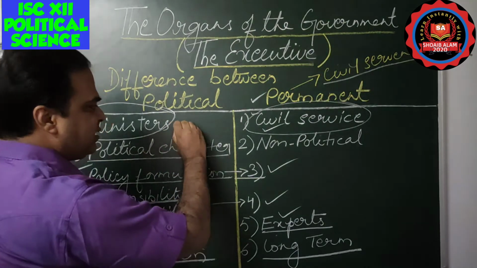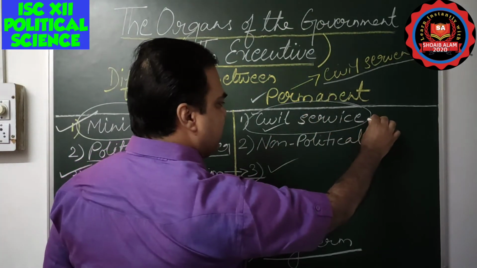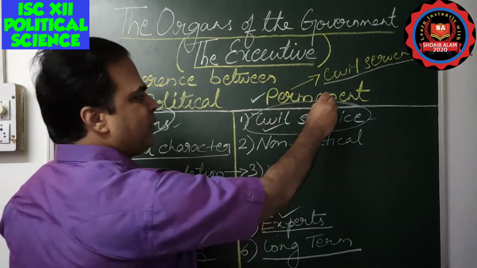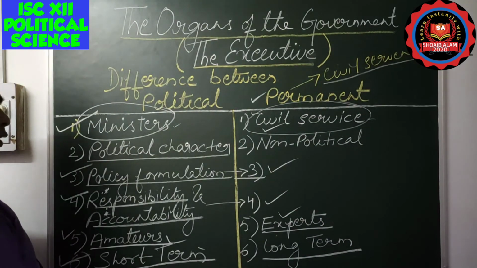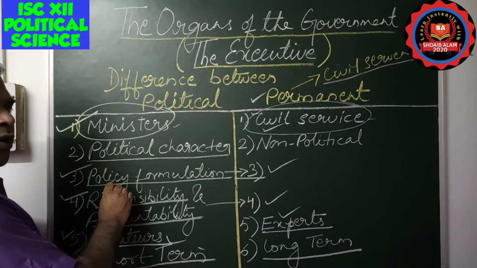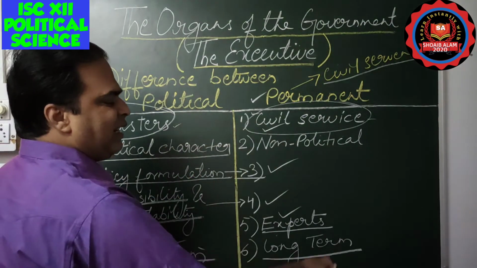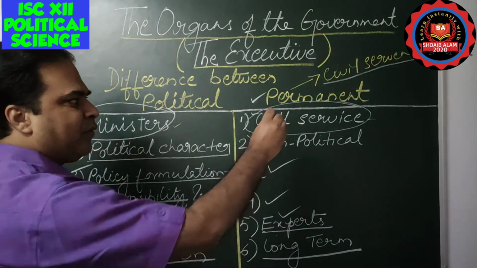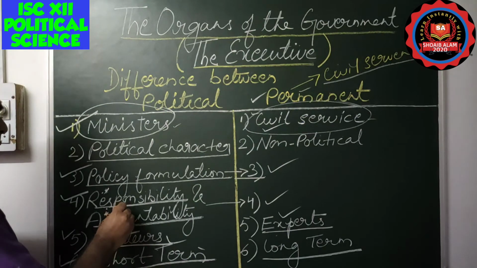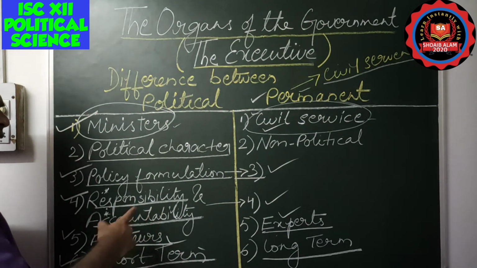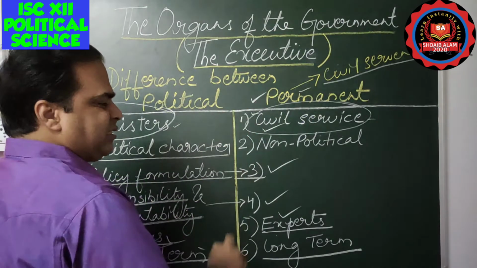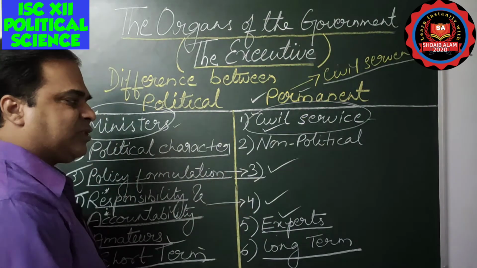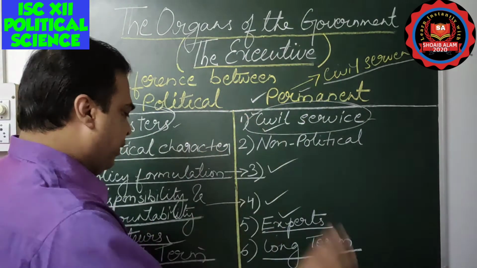Political executives are especially ministers, whereas permanent executives are civil servants. Political executives are political in character, whereas permanent executives are non-political in character. Policy formulation is the most important work of the political executives, which is aided and advised by the permanent executive, in which data and information required are provided by the permanent executive. Then political executives are responsible and accountable to the people, whereas permanent executives are responsible and accountable to the government or the minister under whom he is working. He or she is not accountable to the people.